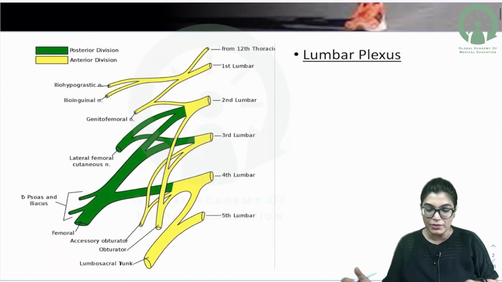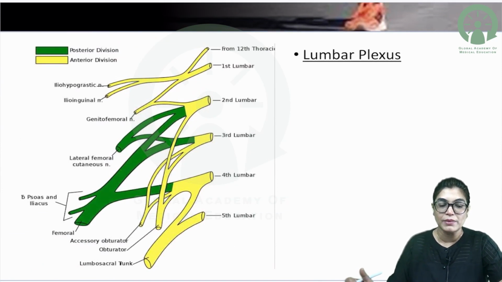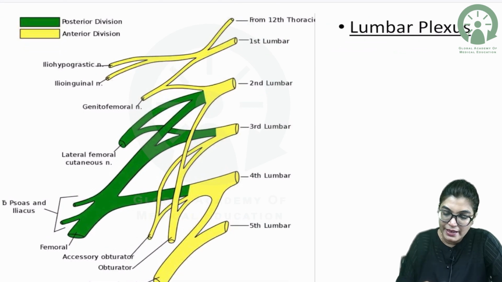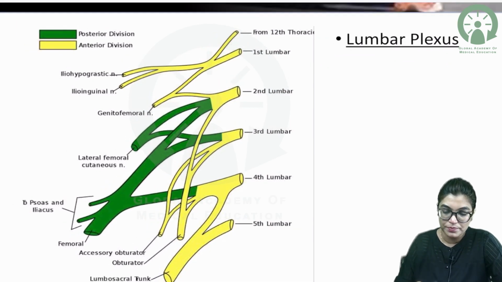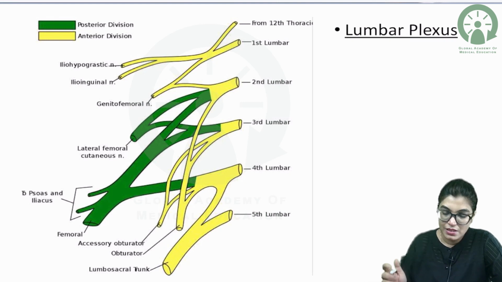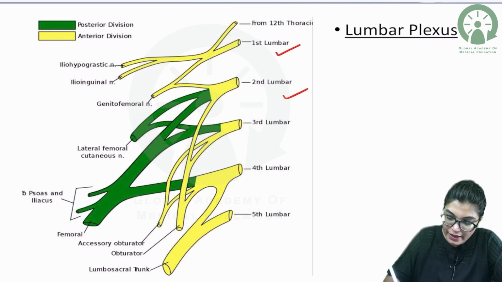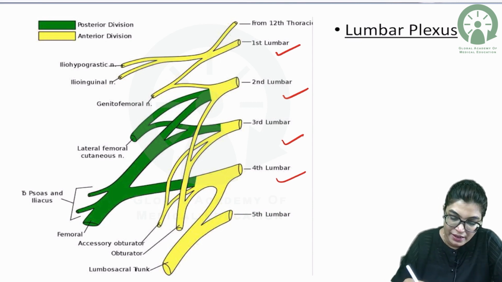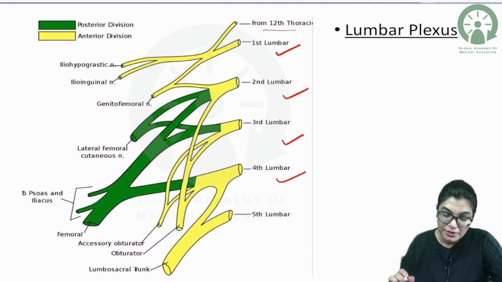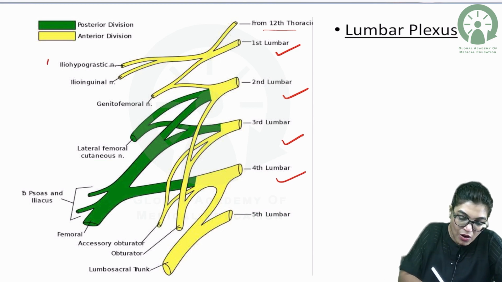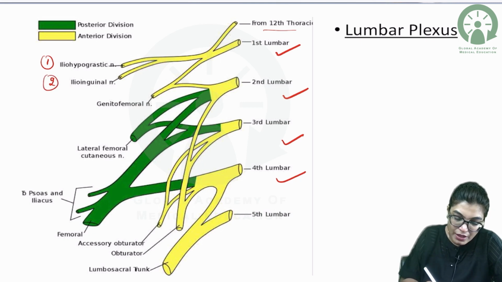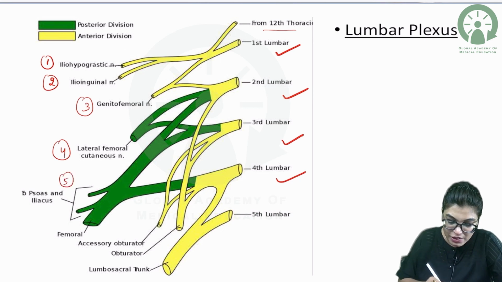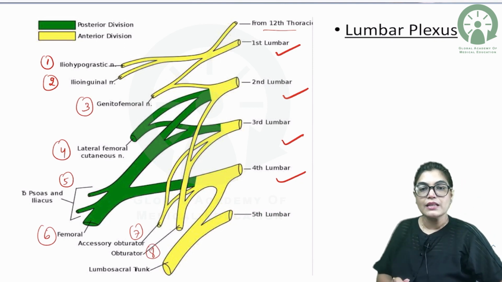Now let's see the important branches of lumbar plexus. They have been demonstrated here, so let me slightly enlarge this image. You can see here L1, L2, L3 and L4 taking part in formation of the lumbar plexus. A communicating branch from T12 is contributing to it. The important branches are iliohypogastric, ilioinguinal, genitofemoral, lateral cutaneous nerve of thigh, direct branches to psoas and iliacus, femoral nerve, obturator and accessory obturator nerve. So all these are the branches of lumbar plexus.